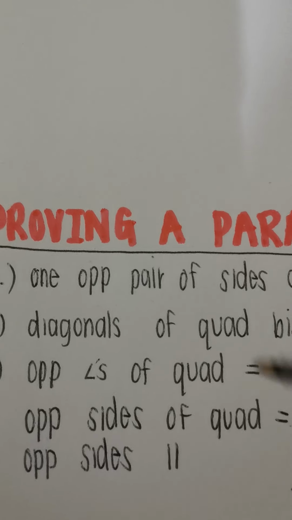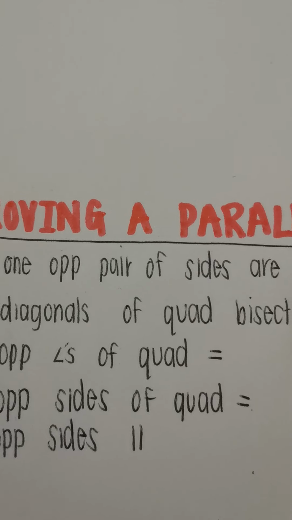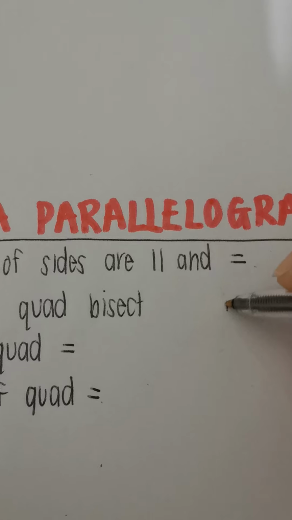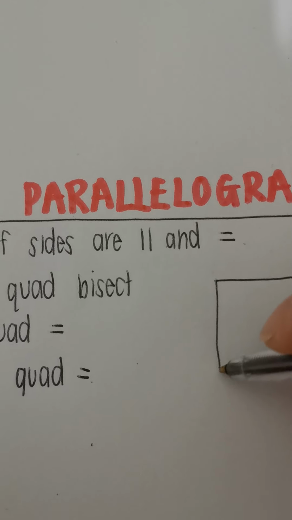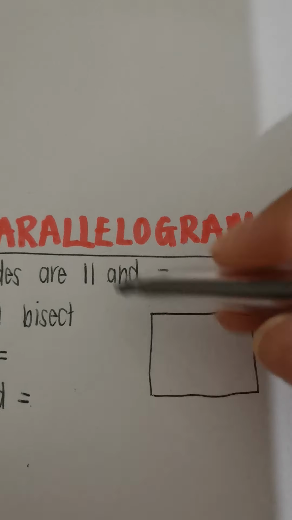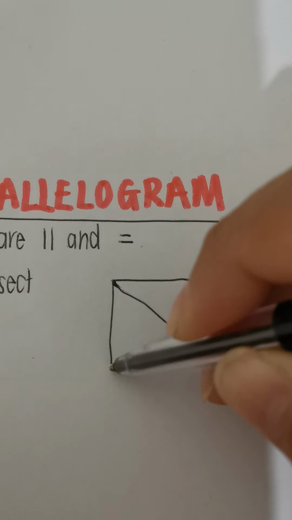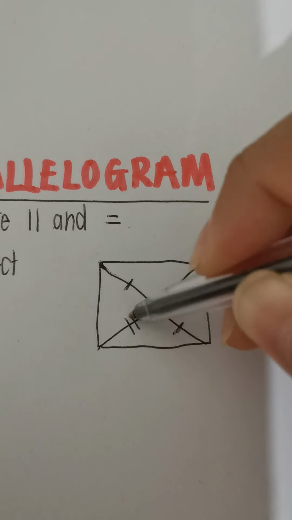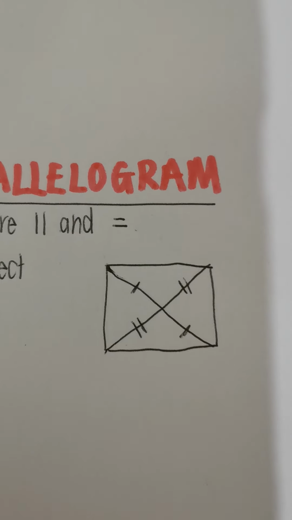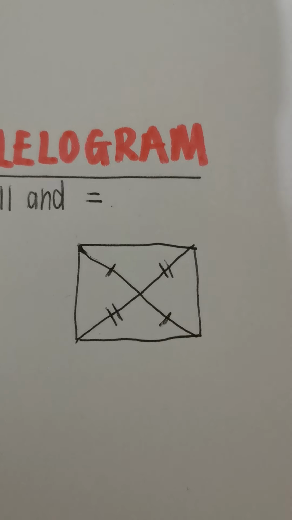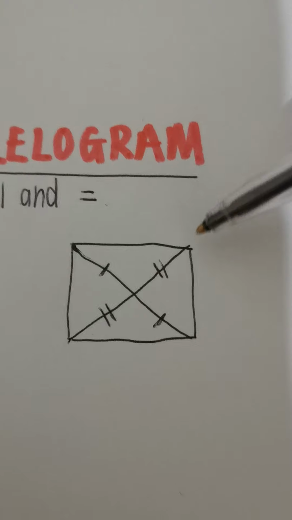Or you can opt to find that the diagonals of the quad bisect. Now, what does that mean? I know quite a few of you are visual learners. Let me show you what I mean. Let's say here's my quad. We don't know what type of quad this is. Let's say I give you information that this side and this side are equal, this side and this side are equal. You can conclude that this shape is not just any general quad, it's in fact a parallelogram.